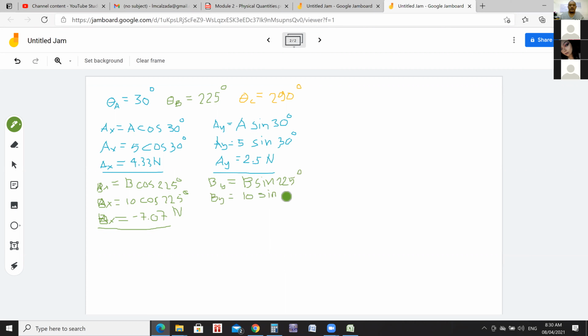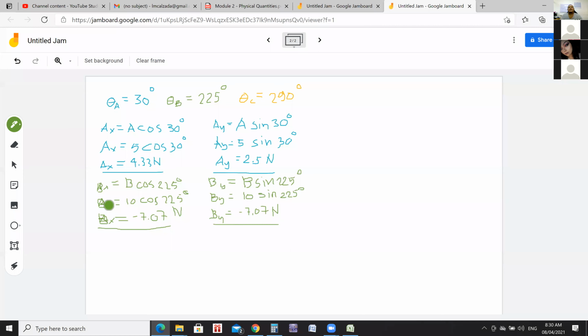Sine of 225 degrees. Or by using the calculator, the answer is the same. Using the calculator, the answer is the same. Okay. That is negative 7.07 Newton.